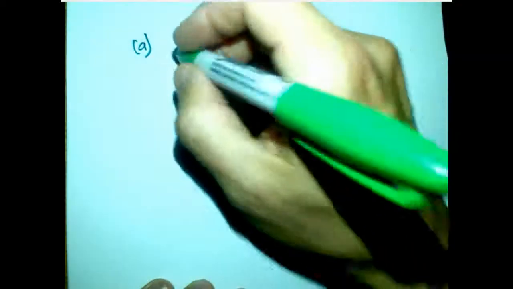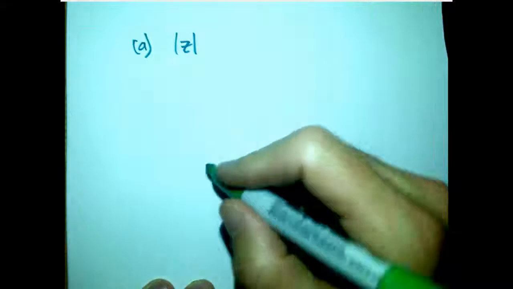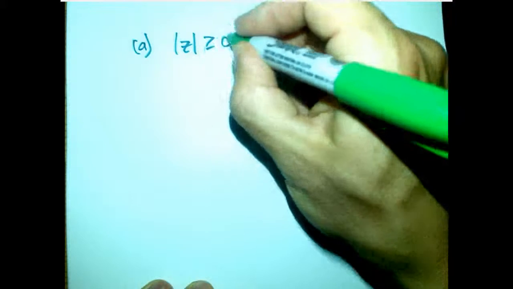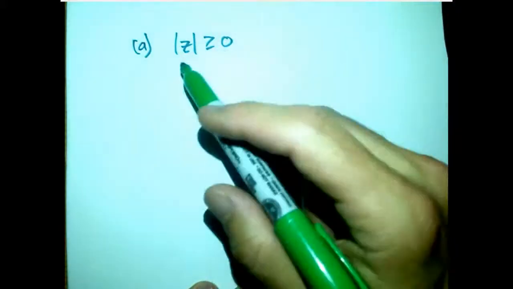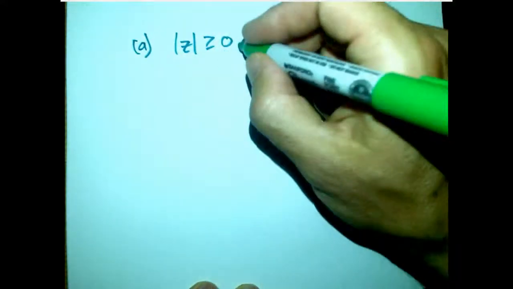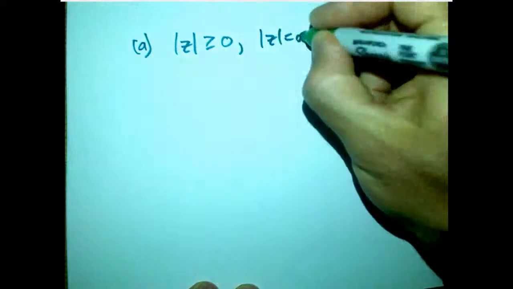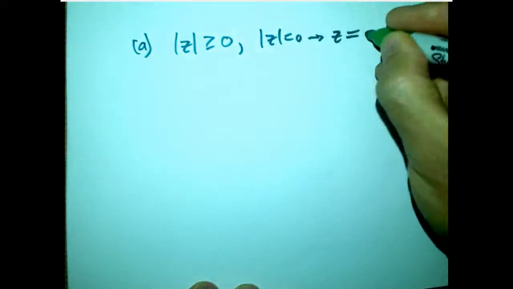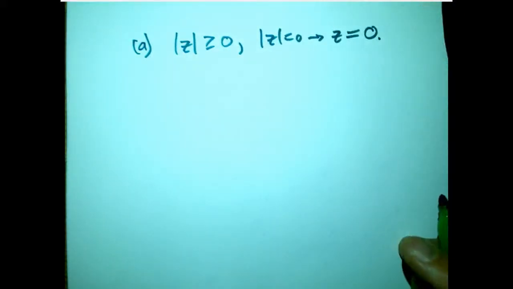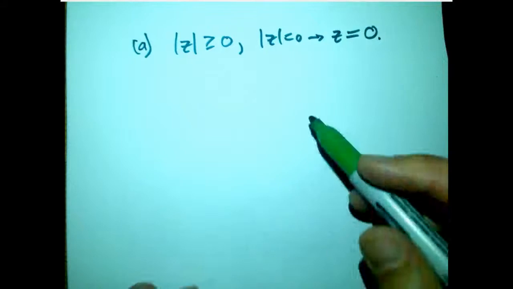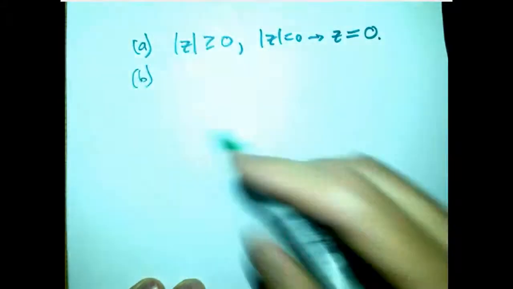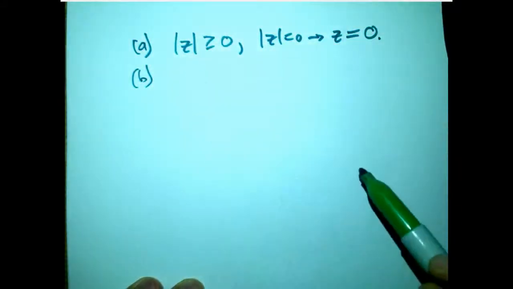The claim is that the magnitude of a complex number is always greater than or equal to 0. It's a real number, first of all. It's always greater than or equal to 0. And if it's equal to 0, the only way that that's true is if the complex number itself is equal to 0. So it's a genuine measure of size, is what that says. The technical language is that it's positive definite.